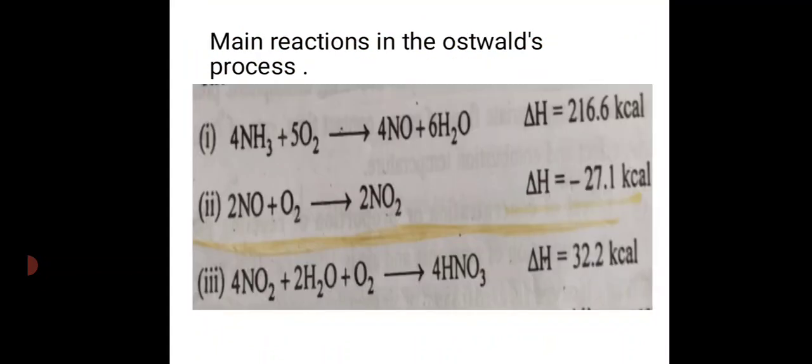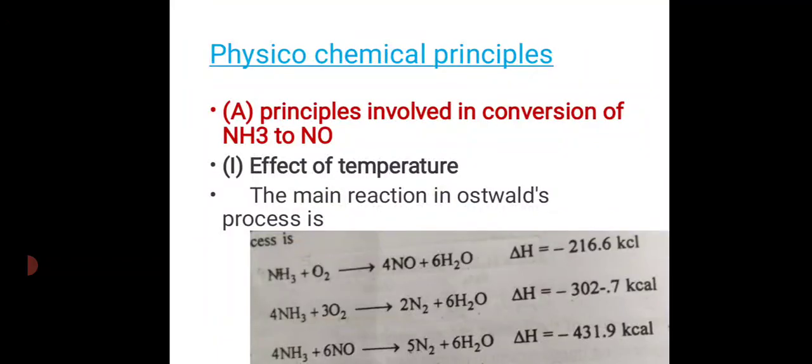The main reactions in the Ostwald process are: first, 4NH3 plus 5O2 gives 4NO plus 6H2O, delta H is equal to minus 216.6 calories. Second, 2NO plus O2 gives 2NO2, delta H minus 27.1 calories. Third, 4NO2 plus 2H2O plus O2 gives 4HNO3, delta H 32.2 calories.